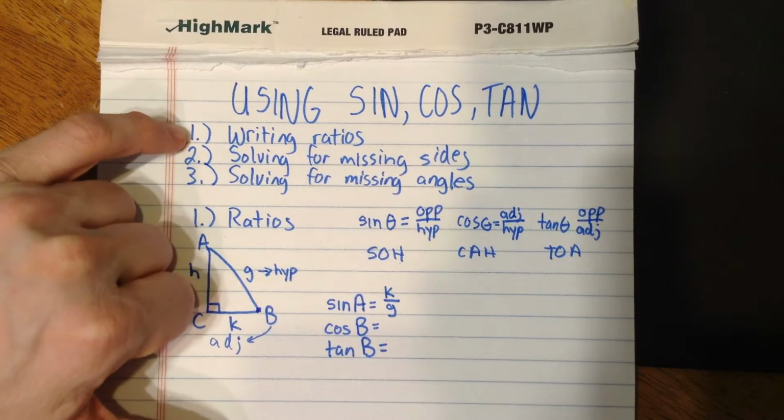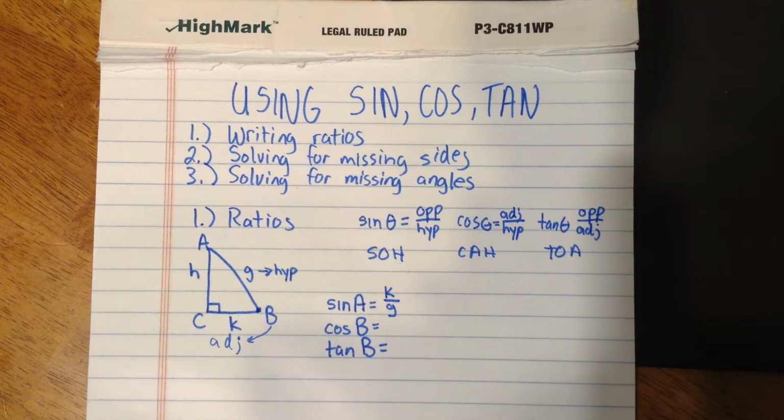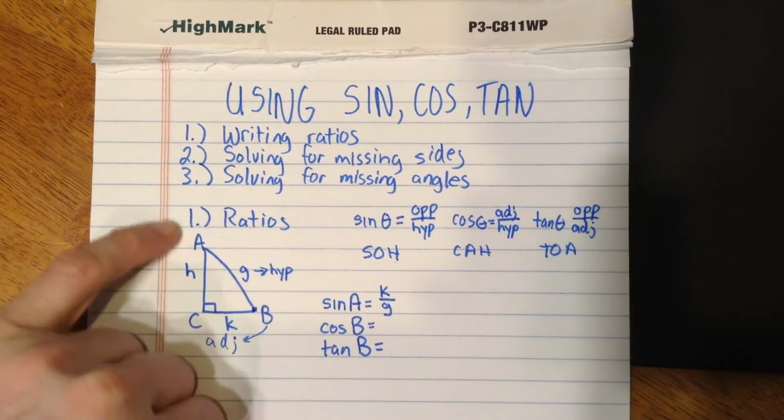Alright, so anyway, three things we're going to go over. How to write the ratios, how to solve for missing sides, and how to solve for missing angles. Those are the three major things you need to do, and they all build off of one major concept. Don't worry about this yet. We'll talk about this in a second.